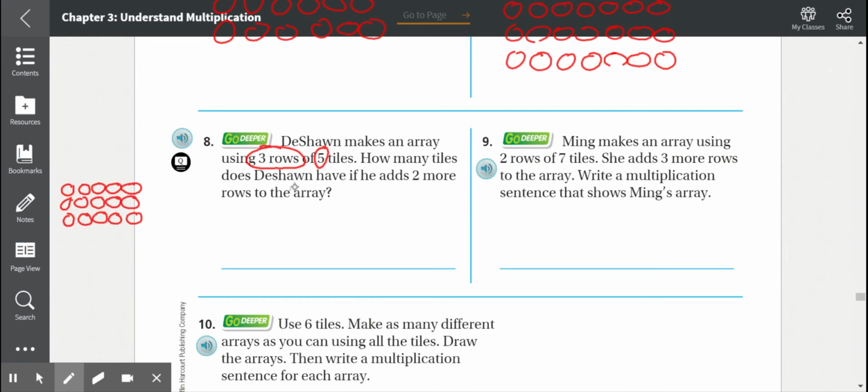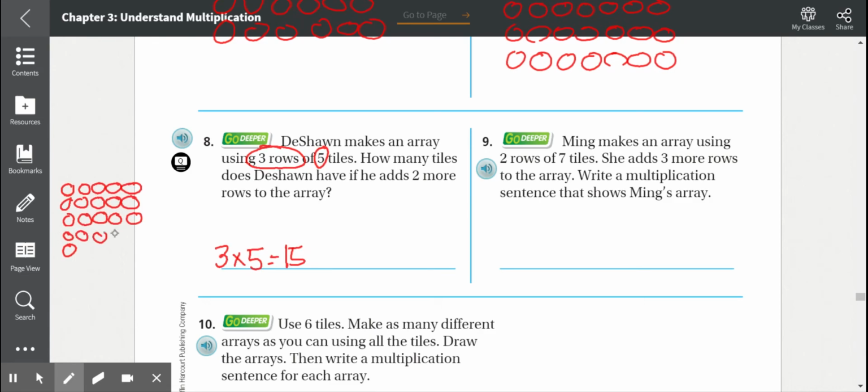How many tiles does Deshaun have if he adds 2 more rows? So if he adds 2 more rows, that's 1, 2. Now we need to fill in these rows. And the 5 tiles isn't changing, just the number of rows. So before we start, he first had 3 times 5, right? If I were to erase those, 3 times 5, that would be 15. But now we're going to add 2 more rows. So let's fill those in.